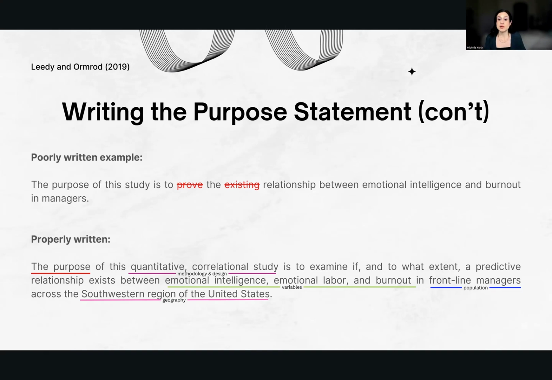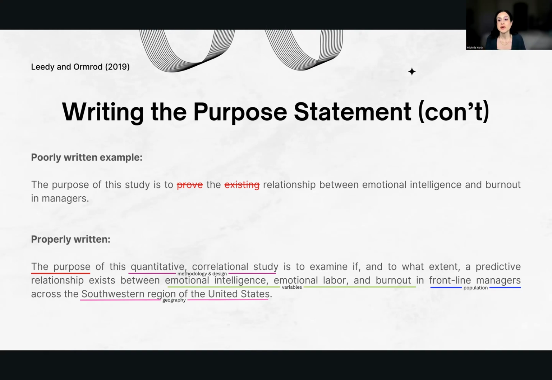A properly written one would be like this. The purpose of this quantitative correlational study is to examine if and to what extent a predictive relationship exists between emotional intelligence, emotional labor, and burnout in frontline managers across the southwestern region of the United States.